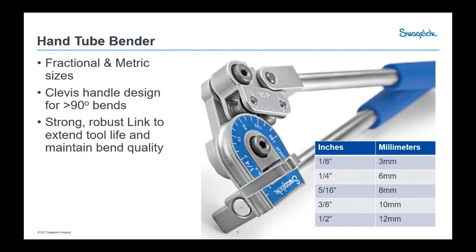Let's start with the hand tube bender. A tube bender allows you to bend the tubing instead of using tube fittings. You'll want to use the hand bender for any offsets or 90s that you have. If you can reduce the number of 90s in the system, then you've reduced the number of leak points, as well as improve the flow characteristics of the system. Hand tube benders are available in fractional metric sizes, 1/8 inch to 1/2 inch.